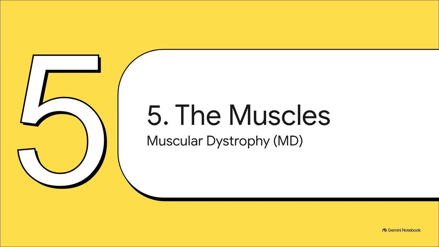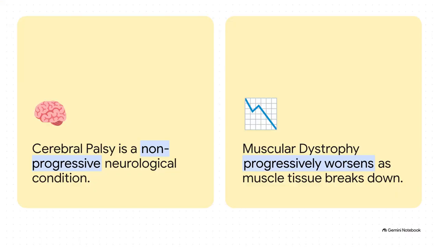Moving on to Section 5, the muscle fibers. Let's dive into muscular dystrophy, or MD. All right, the final stop on our anatomical journey. The signal has made it all the way from the brain, down the cord, across the junction. But here, the problem lies in the muscle tissue itself.